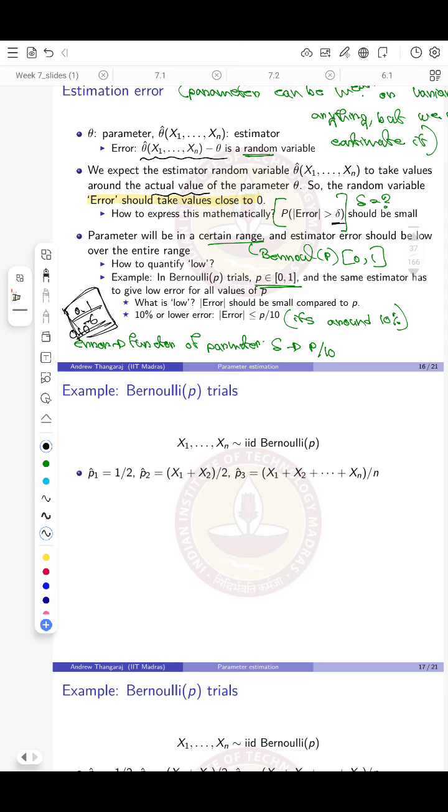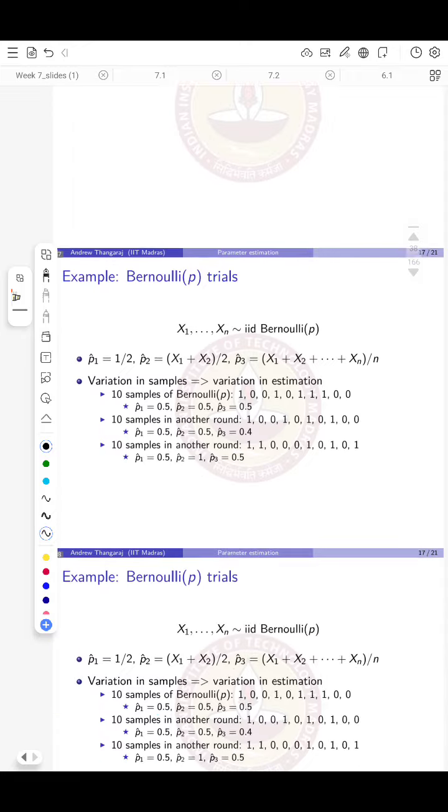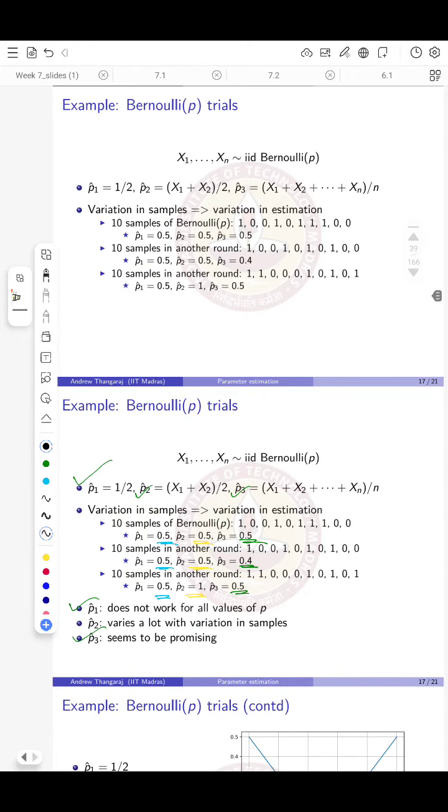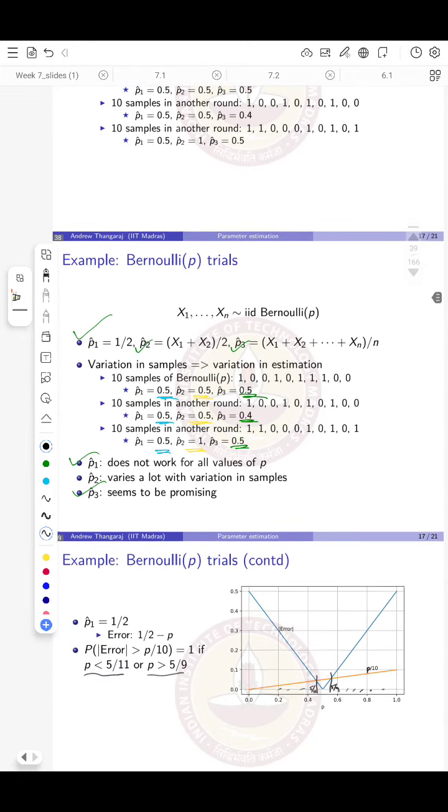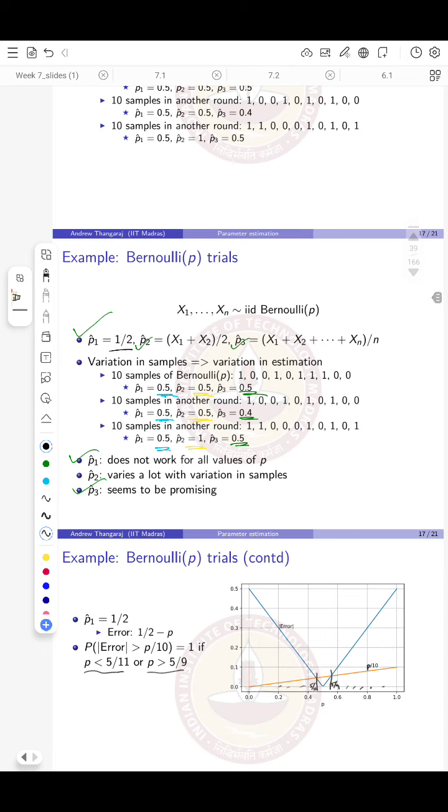So for the delta value, we can make it a function of the parameter, like 10% of the parameter, such as p by 10. That is a good choice. Now taking the samples p1, p2, p3, these are the values we are taking, the estimated values, and then we can see the first parameter.